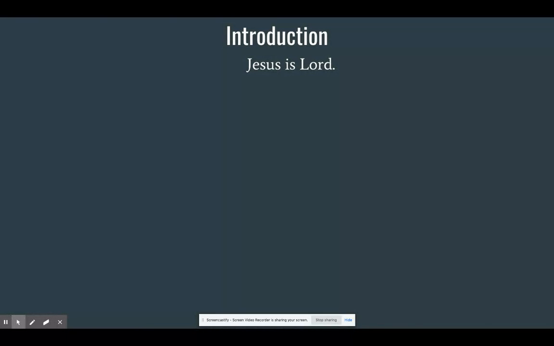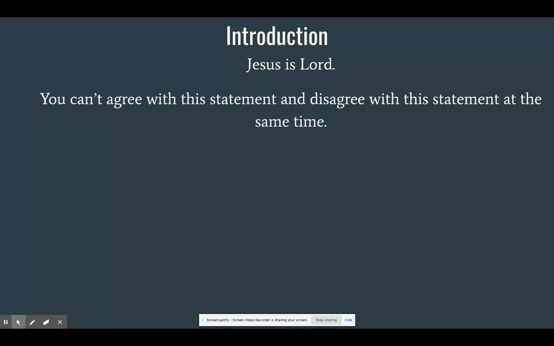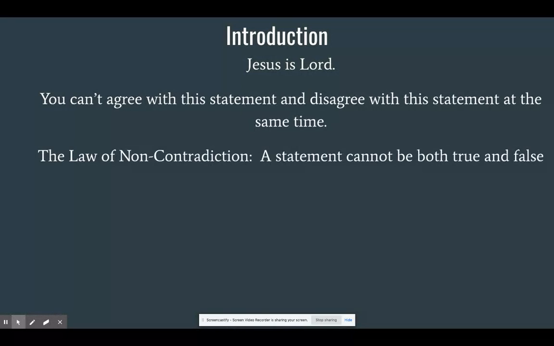So we covered yesterday the 3 laws of thought. The first law of thought was the law of identity. What was the law of identity? Well, the law of identity is if a statement is true, it's true, right? So we can't say Jesus is Lord is true for you, but not true for me. If it's true, it's true.